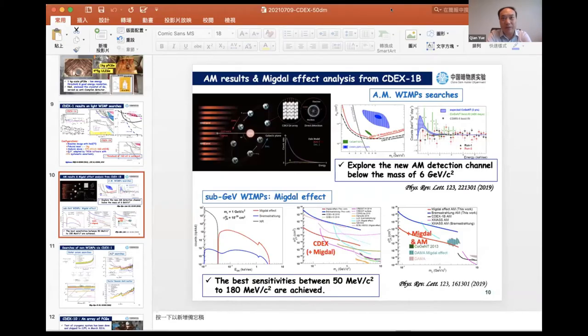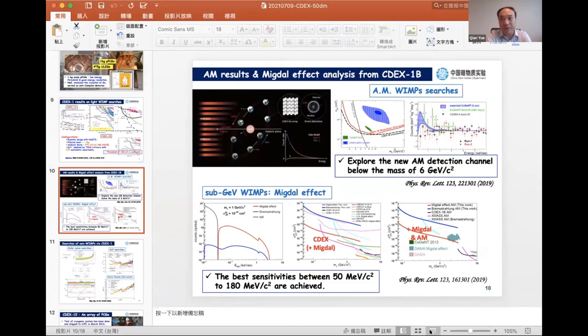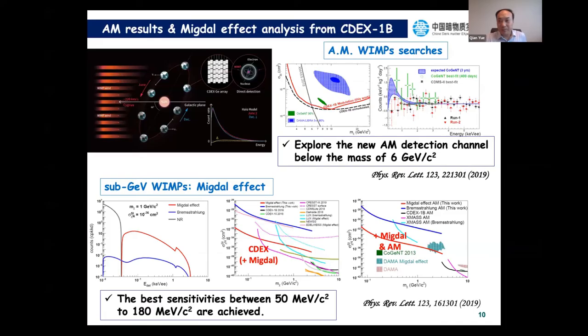The next speaker is Xinde Lin from Sichuan University. And the title of his talk is the Mentor Program of CDEX Collaboration at the CJPL. So please, Xinde.